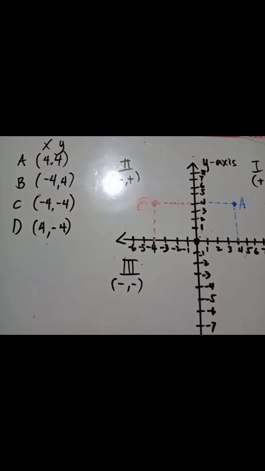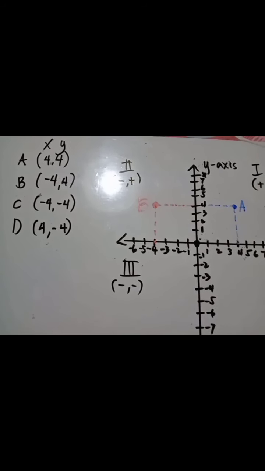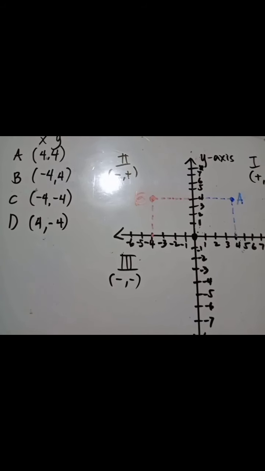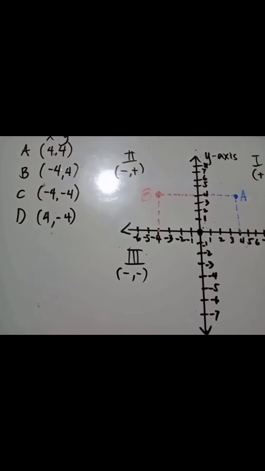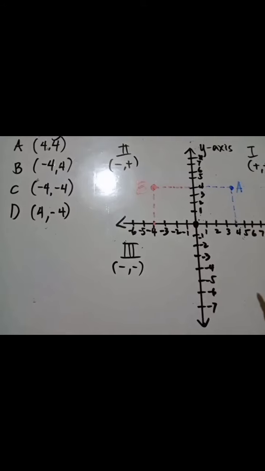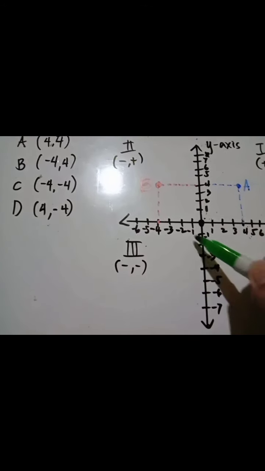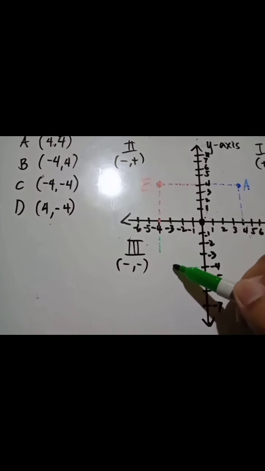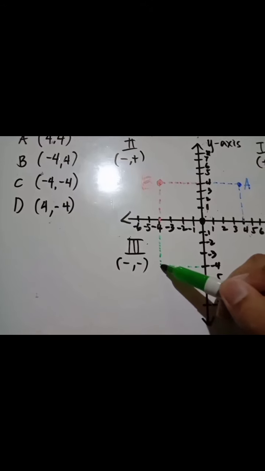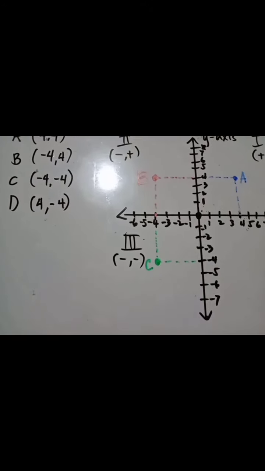Next, letter C. You have the coordinates negative 4 and negative 4. If you have two negatives, the x and y are both negative, so that is on the third quadrant. This is negative 4 of the x-axis. And then, where is negative 4 of the y-axis? The point of intersection, let's name that C.